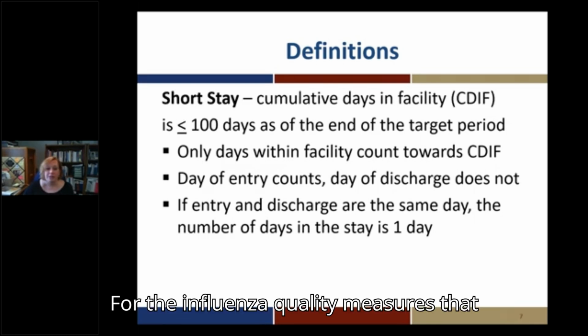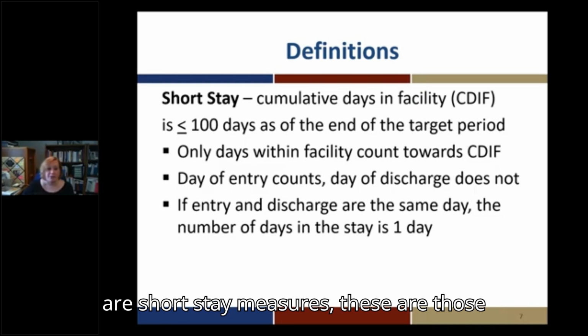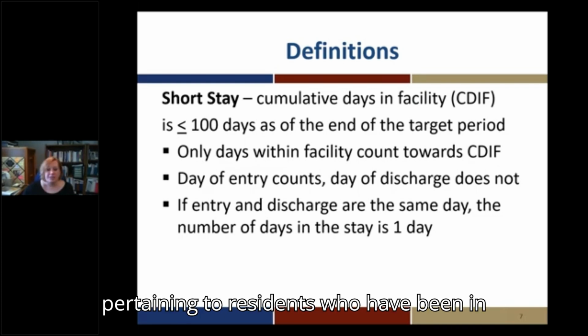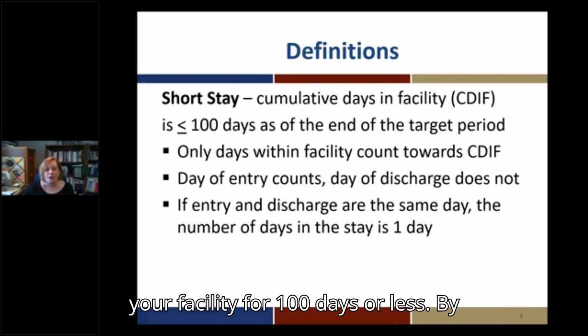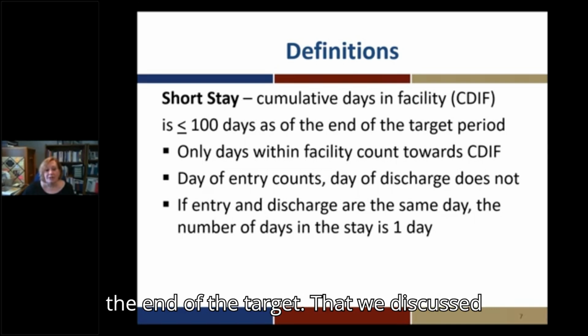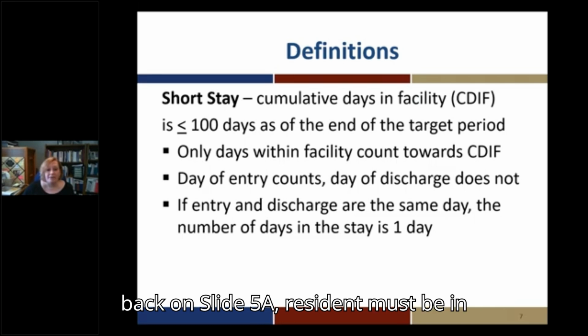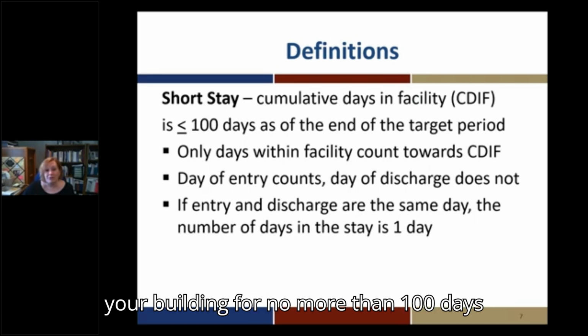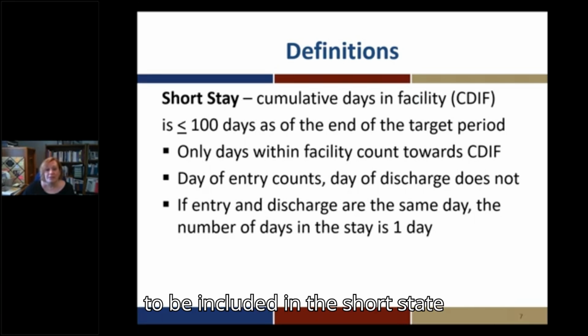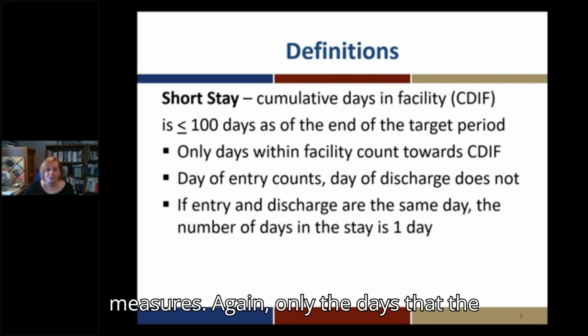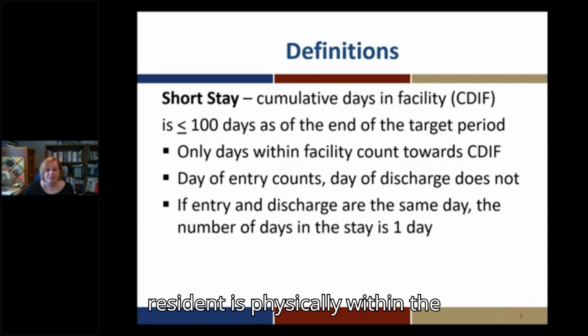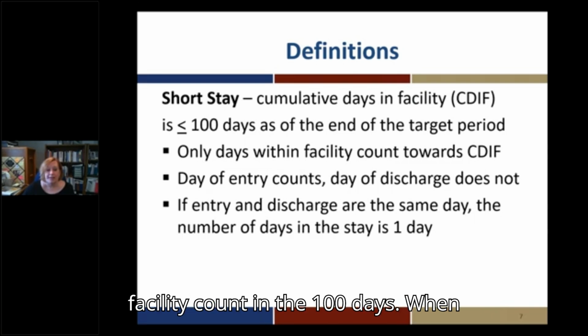For the influenza quality measures that are short stay measures, these are those pertaining to residents who have been in your facility for 100 days or less by the end of the target period that we discussed back on slide 5. A resident must be in your building for no more than 100 days to be included in the short stay measures. Again, only the days that the resident is physically within the facility count in the 100 days.